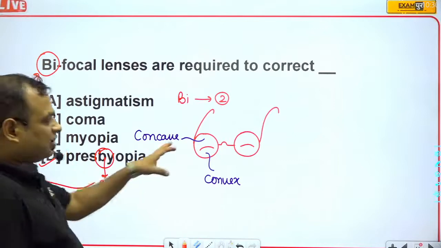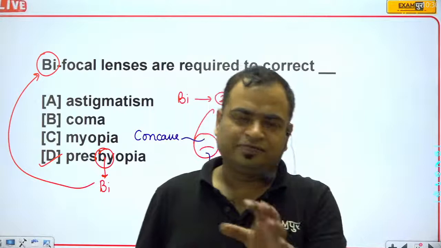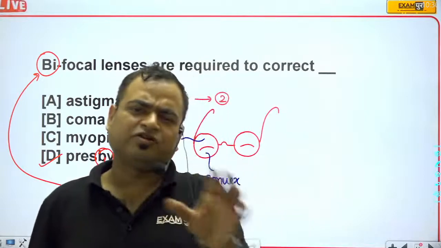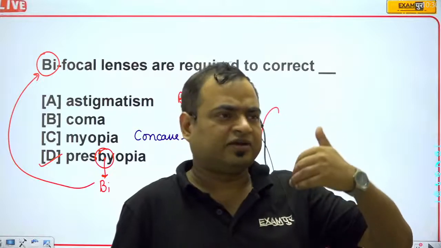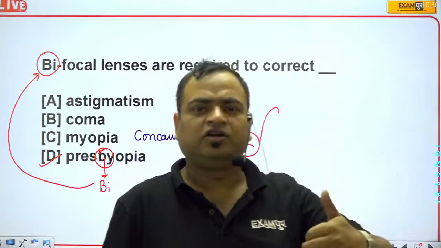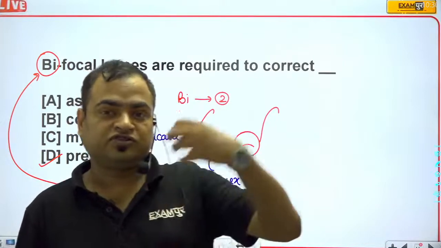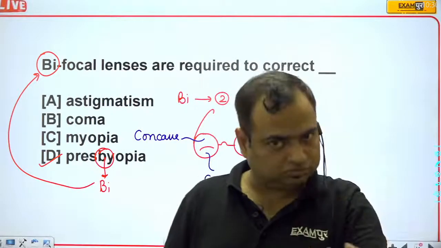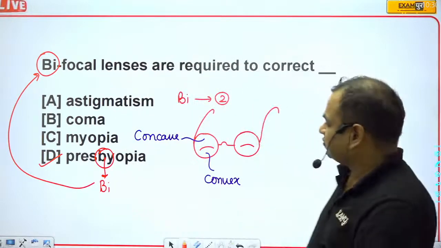In presbyopia, a man or woman, whoever, cannot see the objects clearly, neither placed at the short distance nor the long distance. That's why he or she has to use a lens which has two types of lenses actually, convex and concave lens.